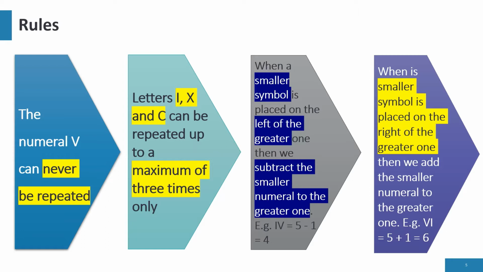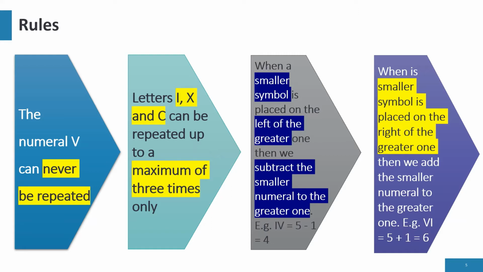The second rule is that the letters I, which is 1, X, which is 10, and C, which is 100, can be repeated up to a maximum of 3 times. So if I need to write 10, we'll write X. If I need to write 20, we'll write X twice, XX. If I need to write 30, we'll write X thrice, XXX. But that is the limit.